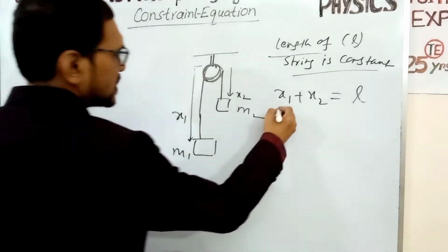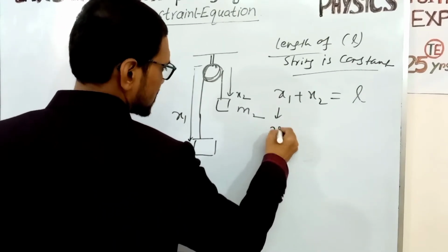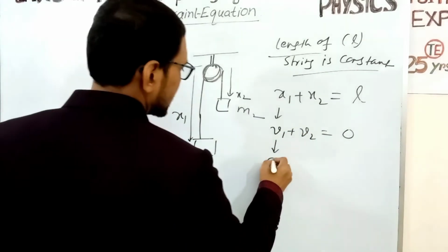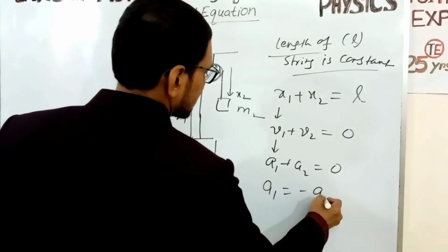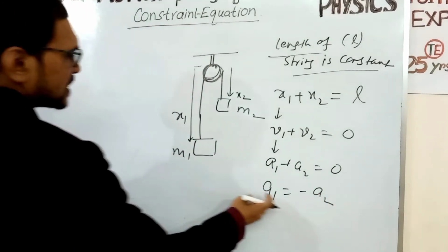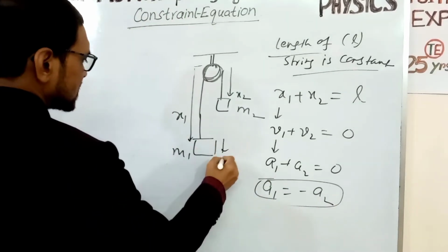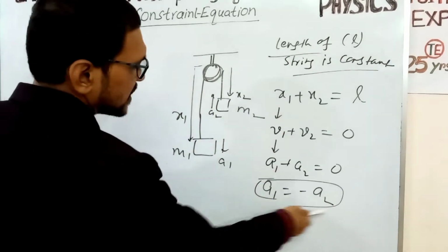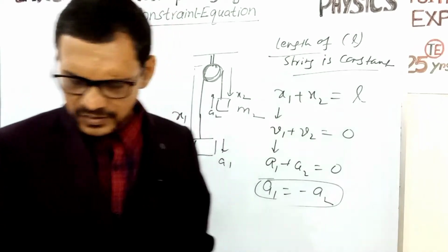Now if we differentiate once, we get velocity. If we differentiate again, we get acceleration. So what do we get? If a1 and a2 are in opposite directions, this moves in this direction and this moves in that direction, so from the equation we get that a1 equals a2 and they are in opposite directions.